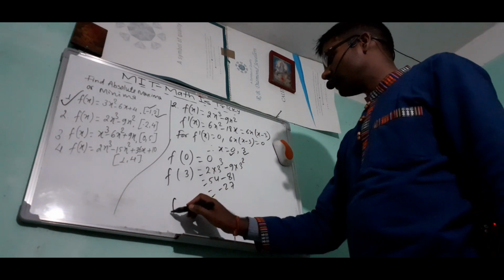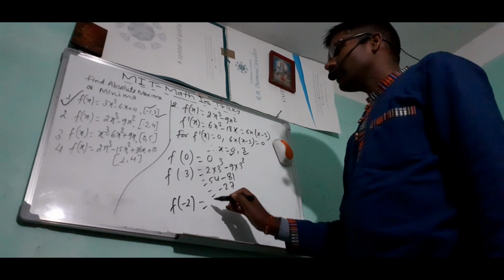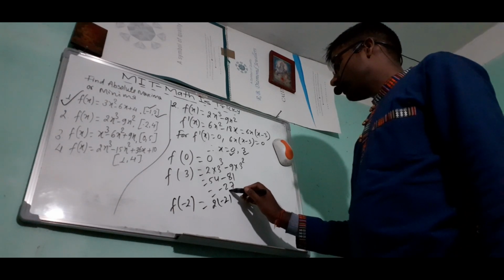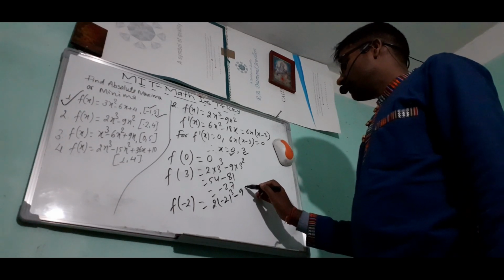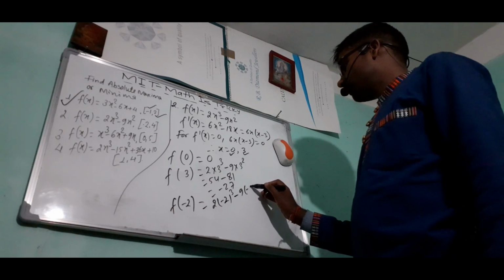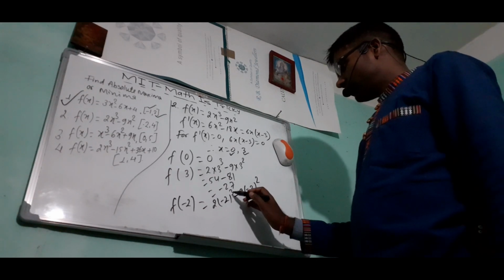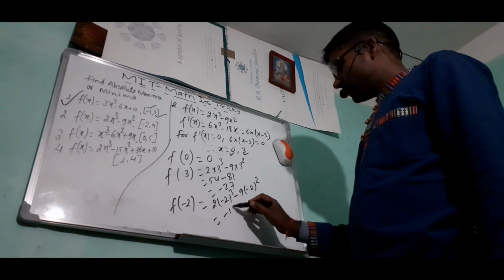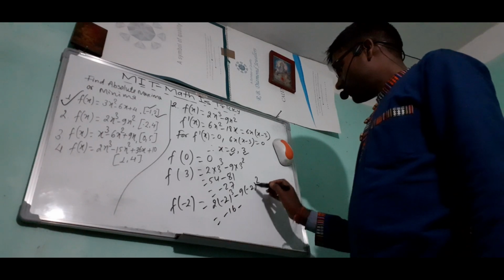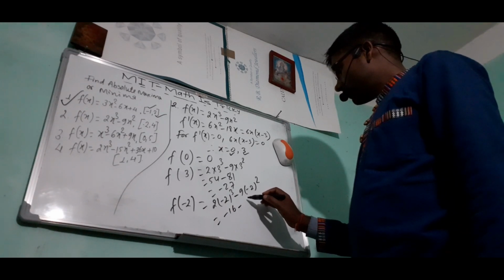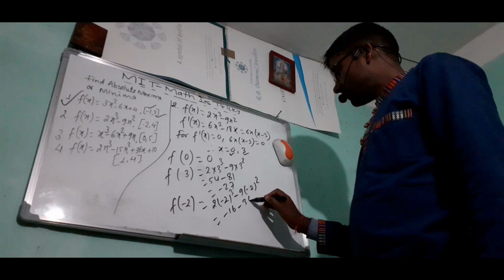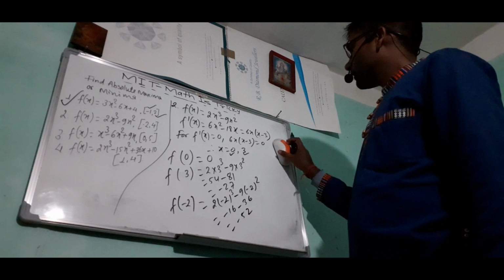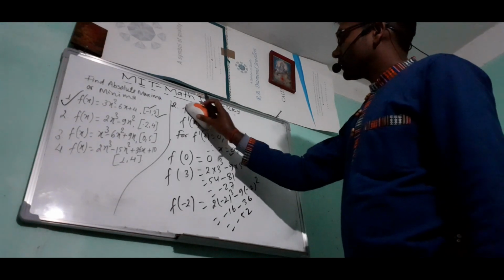Now move for next one, f of minus 2. It gives here 2 into minus 2 cube, 9 into minus 2 square. So it is here minus 16, and minus 4 into 9, 36. Okay, so it is here minus 52. Let's find other values.